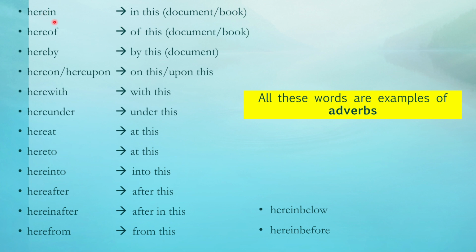It is quite simple. For example, if you take the first adverb herein, to decipher the meaning of this adverb, you have to just use this suffix in. So herein would become in this, hereof would become of this, hereby will become by this, hereon will become on this, herewith will become with this, and so on and so forth.